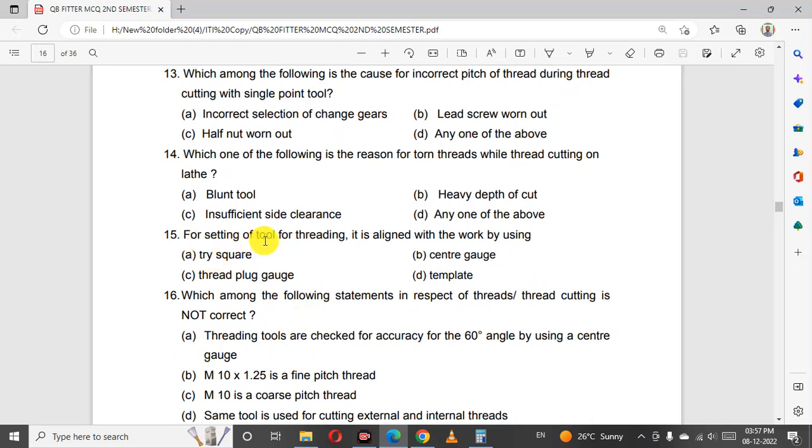For cutting tool for threading, it is aligned with the work by using a center gauge.